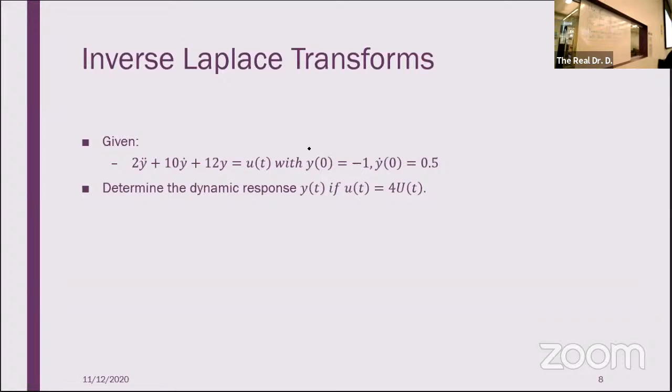So I've got this second order ordinary differential equation. It's got initial conditions of y(0) = -1 and y dot(0) = 0.5. And I want to determine the dynamic response if I have a step input of 4, so 4 times u(t). What is capital U(t)?